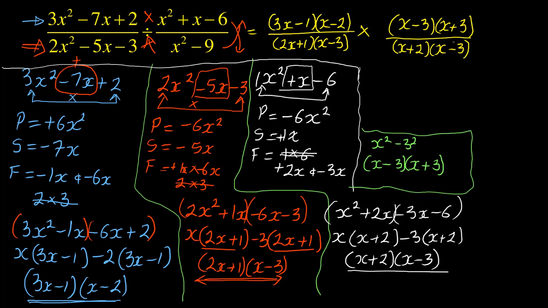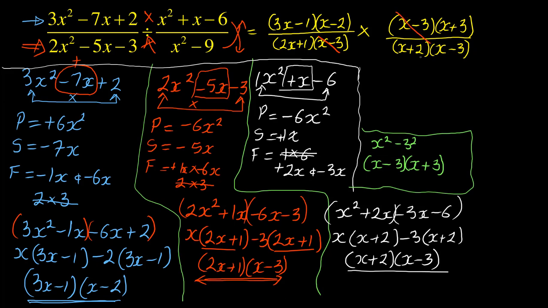Basically this is what this was. You can then move on to cancel whatever is similar and so on. So you can see that some things are repeating. For example, x minus 3 cancels there.